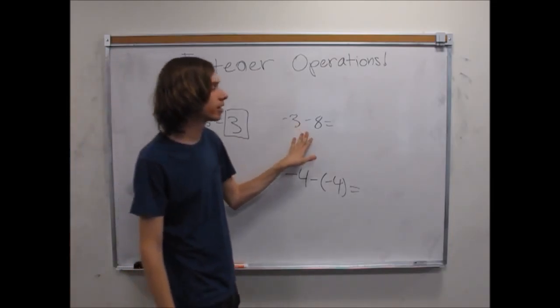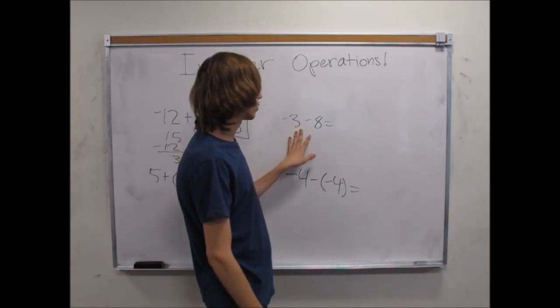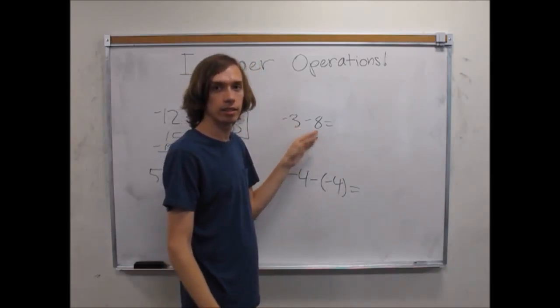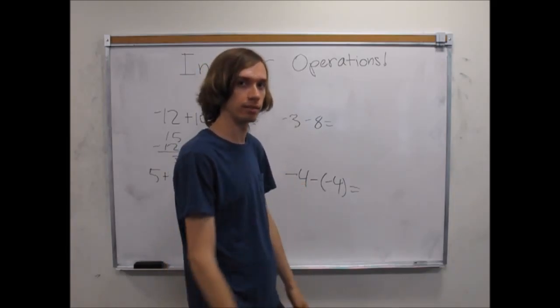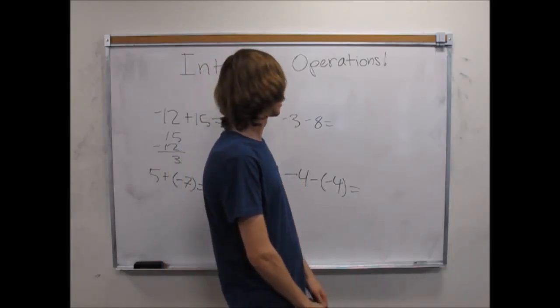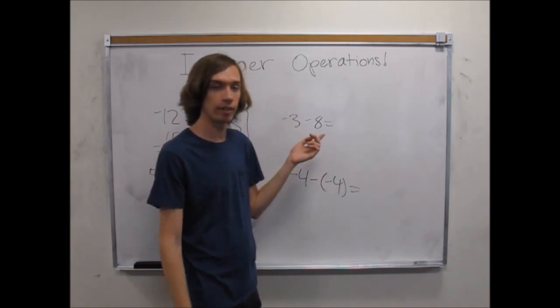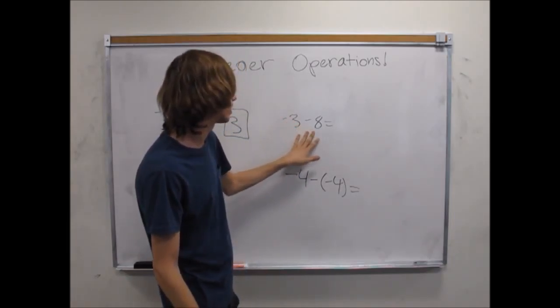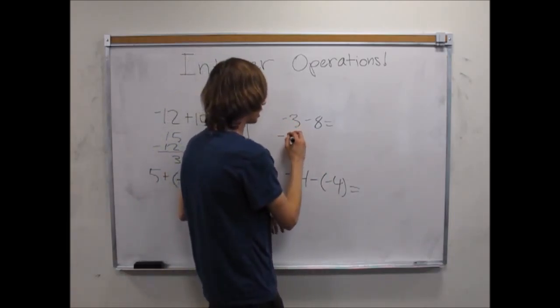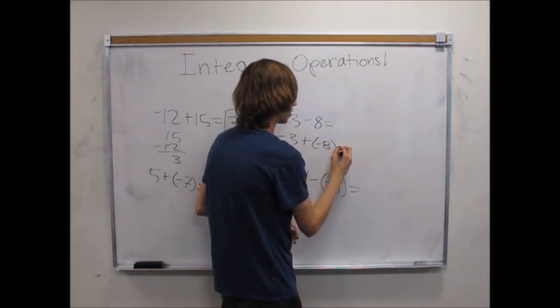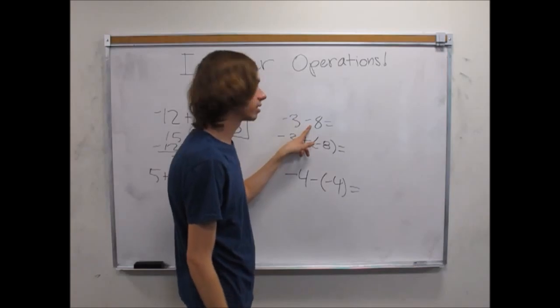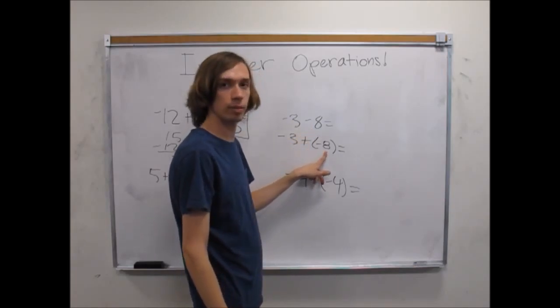Okay, let's go ahead and look at this one now. We have negative 3 minus 8. So once again, just pause the video really quick, try it out, and then resume when you're ready. Alright, assuming you gave that a try, negative 3 minus 8, remember we can change that to negative 3 plus negative 8, because subtracting is the same thing as adding the opposite integer.